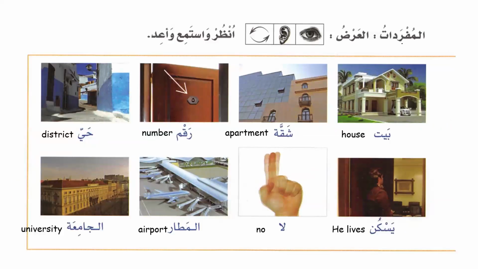The vocabulary, al-mufradat, the presentation. Look, listen, and repeat. Bayt, house. Shaqqa, apartment. Raqm, number. Hayy, district. Yaskunu, he lives. We have learned about it already. La means no. Al-Matar means airport. If you drop the alif, if you say al-Matar, that means rain. And when you say al-Matar, that means airport. And al-Jami'atu, university.